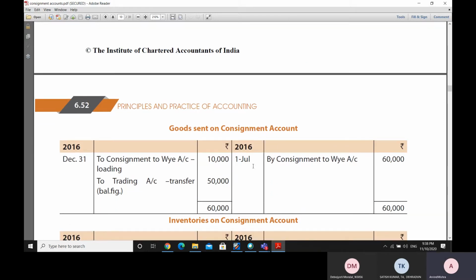Now here, goods sent on consignment account, as you can see, when the goods sent on consignment account was credited, the consignment account was debited for 60,000 rupees, and afterwards this 10,000 rupees was reduced as part of the loading, and the remaining 50,000 rupees was transferred to the trading account, because here the goods sent on consignment account is debited, and trading account in turn is credited with this balance figure of 50,000 rupees.